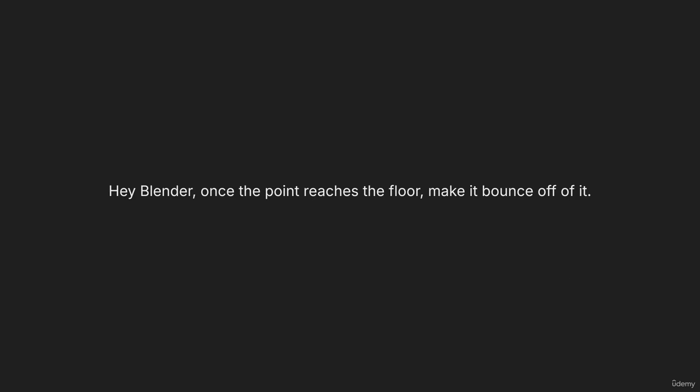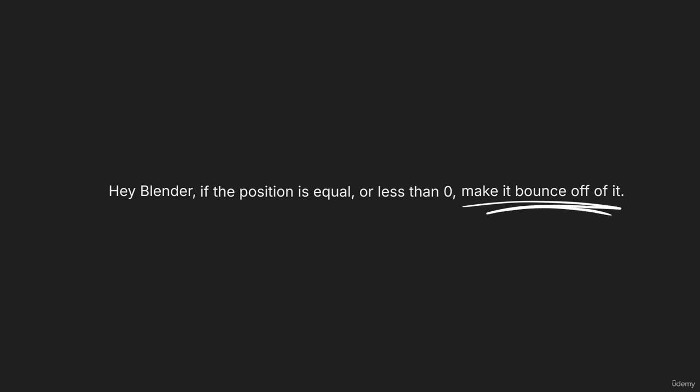So now, if I go back to this sentence, hey Blender, once our point reaches the floor, we want it to bounce off of it, we can change it to the following sentence. Hey Blender, once the position of our point is equal or less than 0, we want to bounce off the floor. Now comes the second part. How can we make it bounce off the floor? The easiest solution will be to reverse all the forces that are applied on our point, or on our ball.